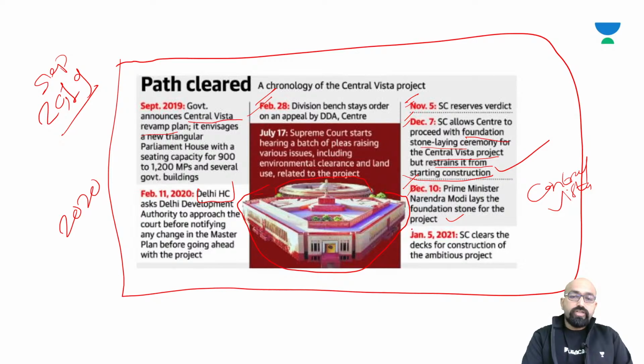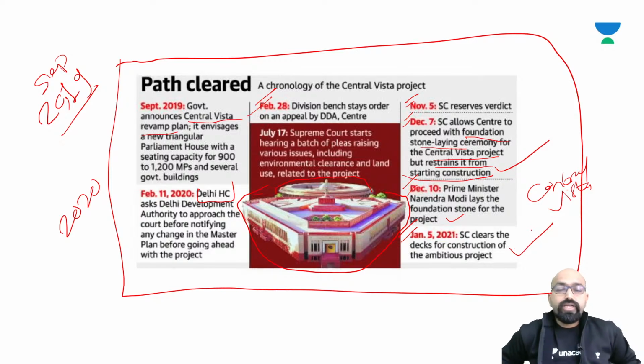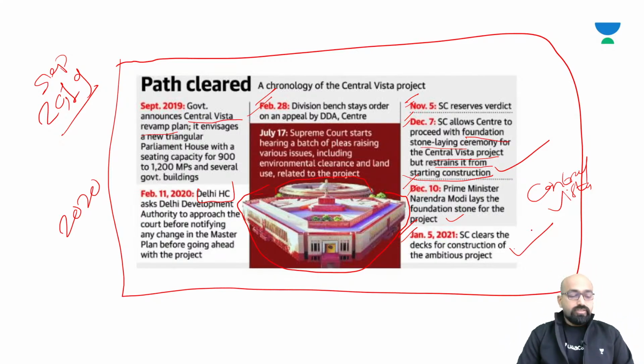Then, next, the last development or chronological event happened on 5th January 2021. Supreme Court clears the decks for construction of the ambitious project. On 5th January 2021, the Supreme Court gave the green signal to the project Central Vista. So these are all the events in short, the chronology of the Central Vista project.